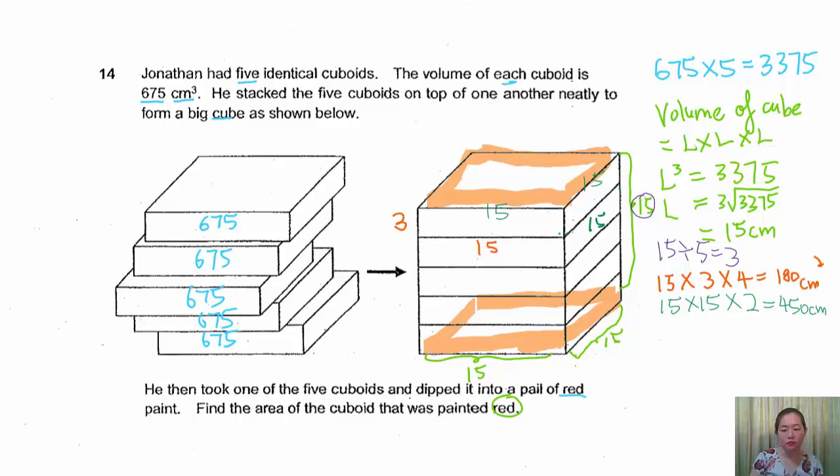450 cm squared. So the total area will be 180 from here, which makes up 1, 2, 3, 4 sides, plus the top and the bottom, which is 450, and together it is 630 cm squared.